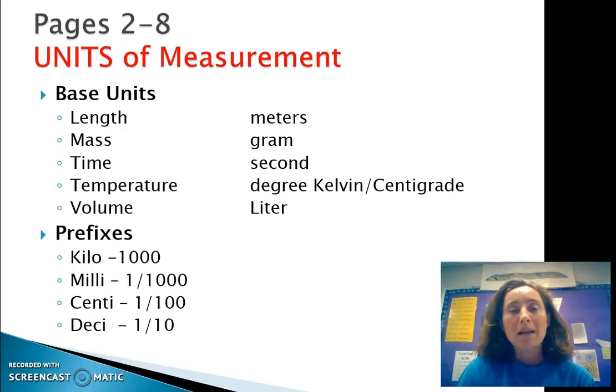Our prefixes are kilo, milli, centi, and deci, with kilo meaning 1,000, like a kilometer being 1,000 meters, a millimeter being a very teeny tiny bit, 1,000th of a meter. Centimeter, you know what that is. There are 100 of those in a meter. Decimeter we don't use as often, although you will see deciliter, meaning it is 1/10 of a liter.